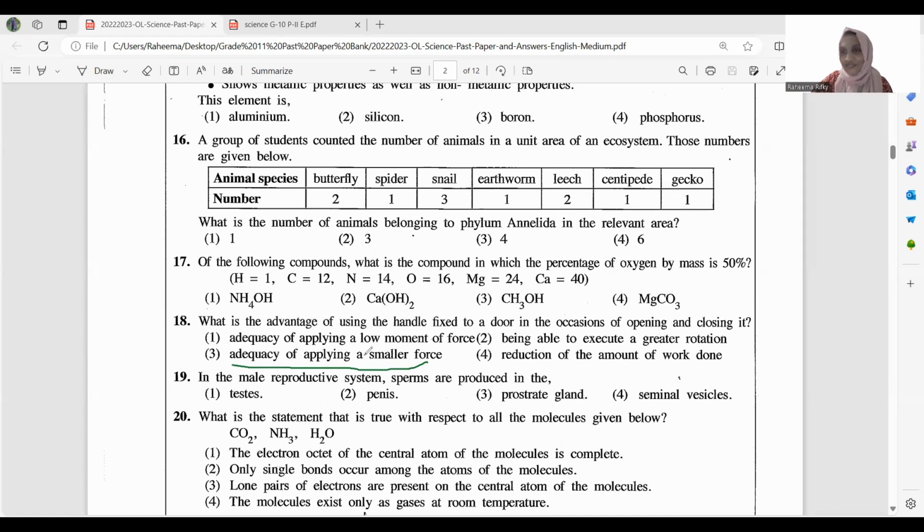We all like lazy animals. We don't want to give much more force. So we are thinking, how can we do these things easily? So that's why we found the handle to open a door. Right. Okay, just a story.